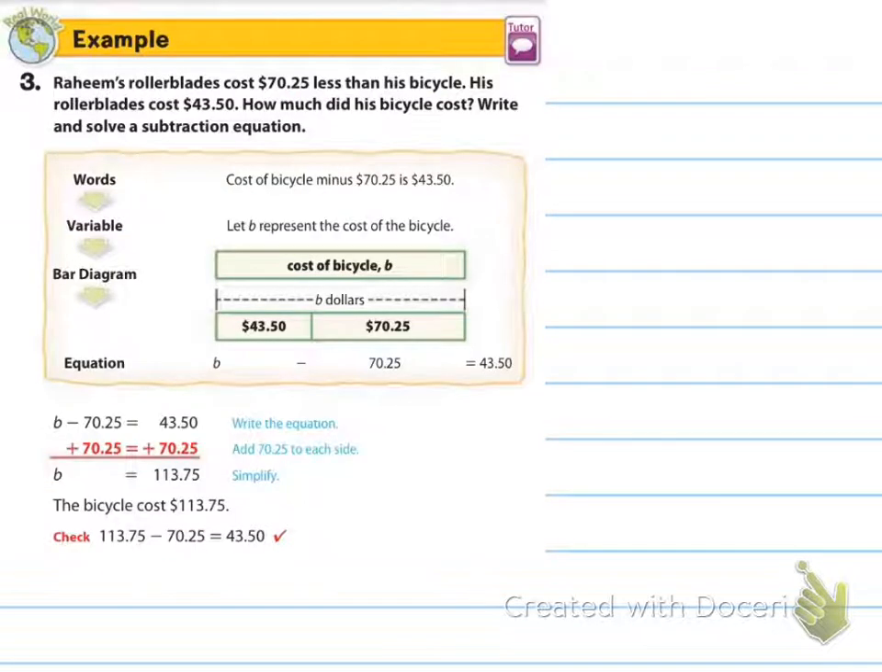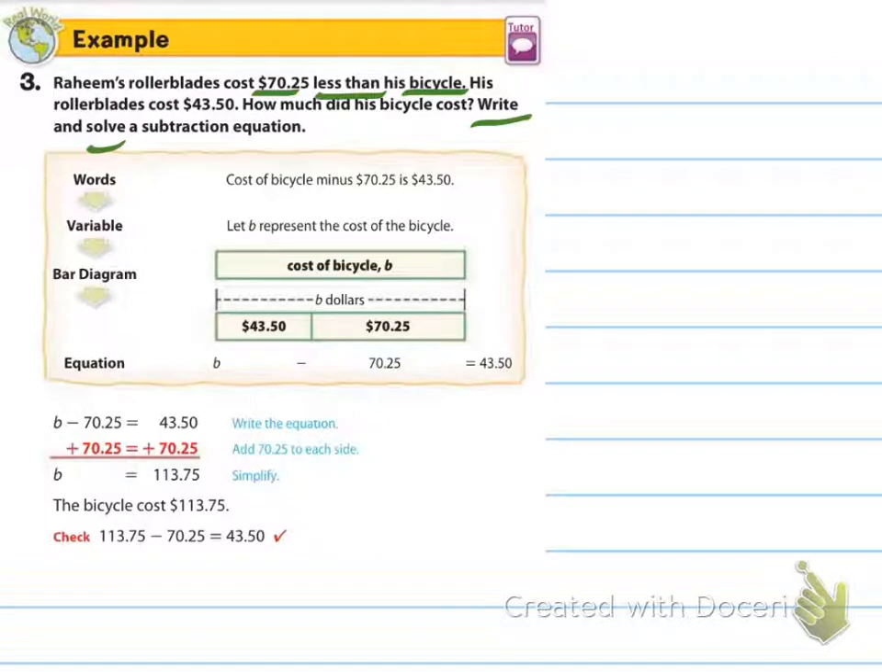All right, example number 3 says Raheem's rollerblades cost $70.25 less than his bicycle. His rollerblades cost $43.50. How much did his bicycle cost? Write and solve a subtraction equation. So we're writing and we're solving. There's two things I'm going to be checking for whenever it comes to answers like this. So the first is that we know that the rollerblades cost $70.25 less than his bike.